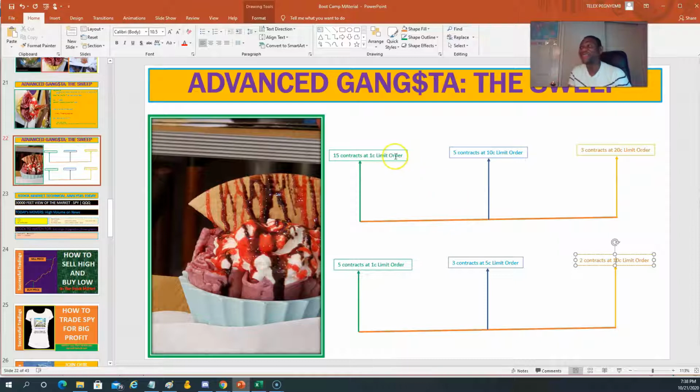Because obviously, my friend, if you're buying contracts at 1 cent, 10 cents, you have a very high probability of selling them much higher. So this is buying low and selling high. That's what's good about this strategy. So that's the concept.